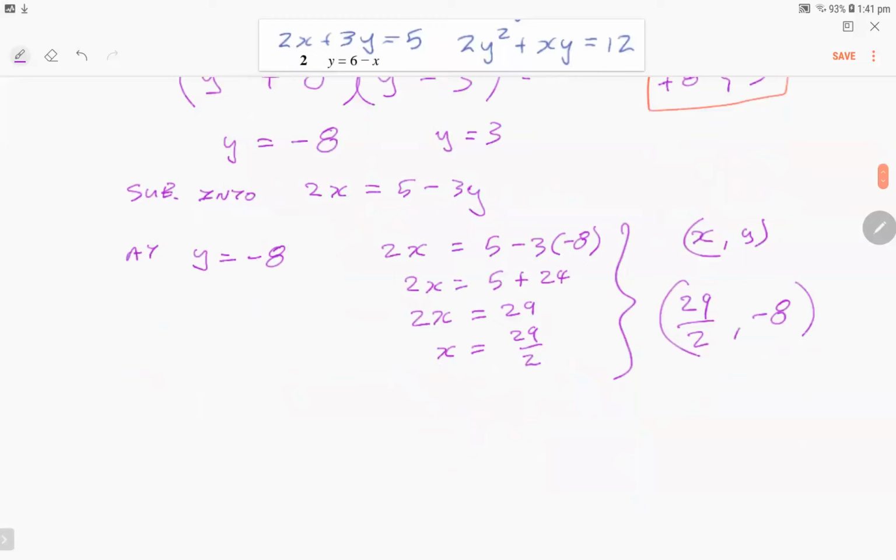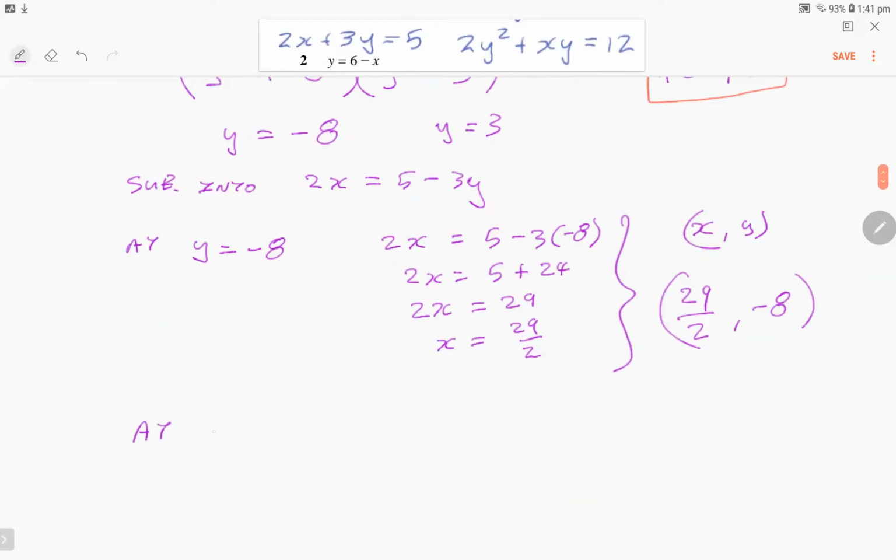The second point is at y equals 3. At y equals 3, you put in the 3 again in this equation. 2x equals 5 minus 3 times the y value here, which is 3 this time. So 2x equals 5 minus 9. 5 minus 9 is negative 4. So 2x equals negative 4, and so x equals negative 2.